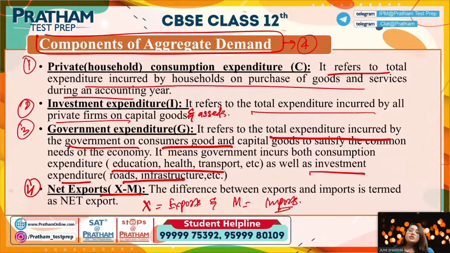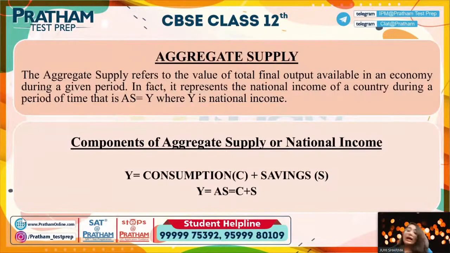So net export जो है, that is also a major component of aggregate demand. Okay, so all these are the major components of aggregate demand and their respective explanations, if in case you get to write the explanations of these things too. Okay, now aggregate demand हमने पढ़ा, अब हम पढ़ते हैं aggregate supply.